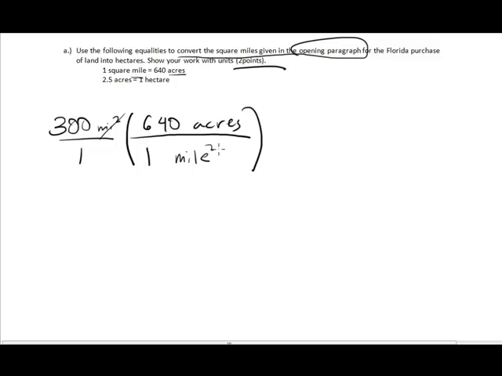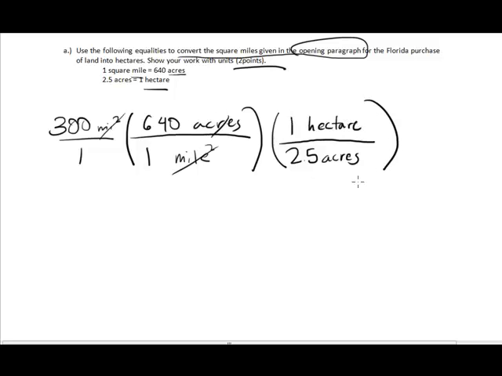I can cross out the square miles, and then I need to go one more step to get into hectares. There's 2.5 acres. I think it's closer to 2.47, but that's close enough for our work. To 1 hectare. So that would cancel out the acres and we'd be left with hectares. So that would give us how many hectares of land. So let's figure this out.